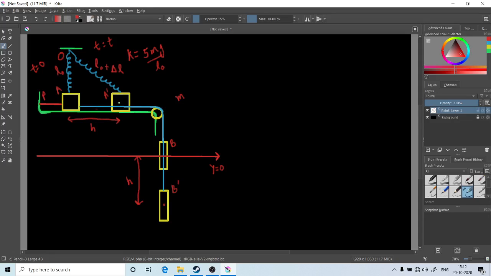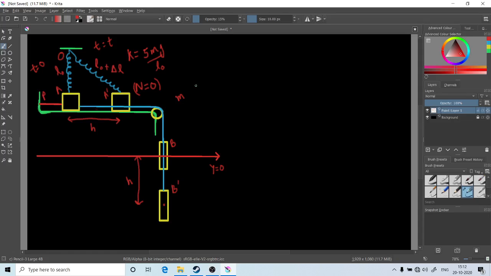The thread PA having been burned, the bar starts moving. The system is in motion. Find its velocity at the moment when it is breaking off the plane. So at the moment the bar A breaks off the plane, the condition is N equals 0. Contact force becomes 0 as the block is lifted up by the spring. At that moment, we have to find the velocity.